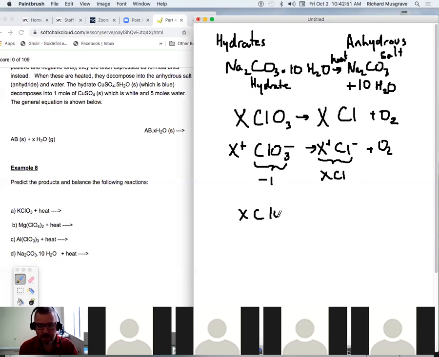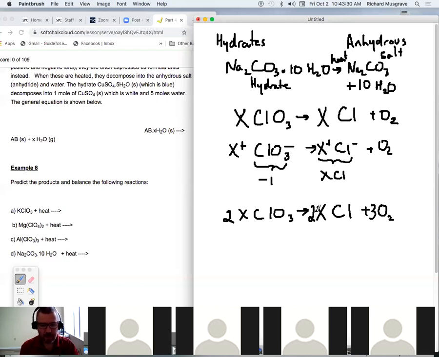So to finish up balancing that, you can see that the X's and the Cl's are balanced, but the 3 oxygens on this side, 2 oxygens on this side, that's not balanced. But I can balance it by putting a 2 in front of here to get 6 and 3 in front of here to get 6. So it's kind of like balancing a half and a third and trying to add them together by using common denominators. And if I do that, then I need to put a 2 in front of the XCl to balance that out.